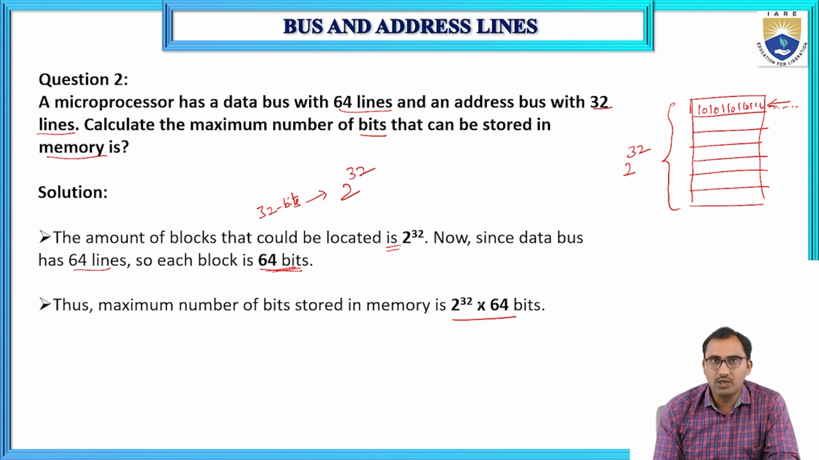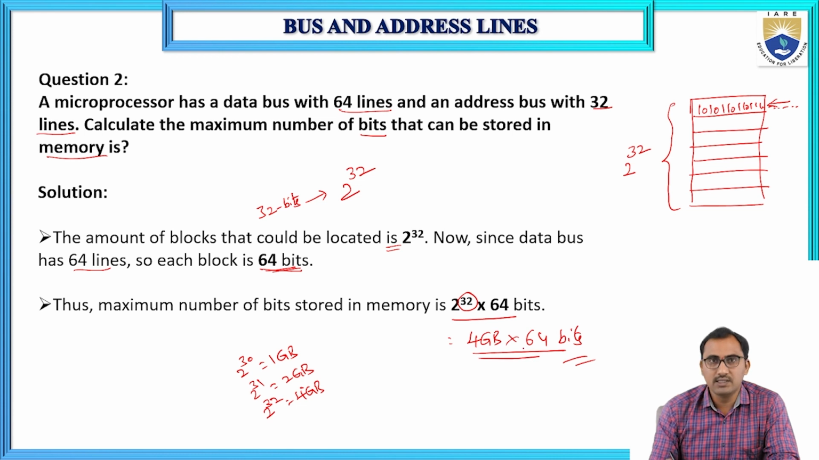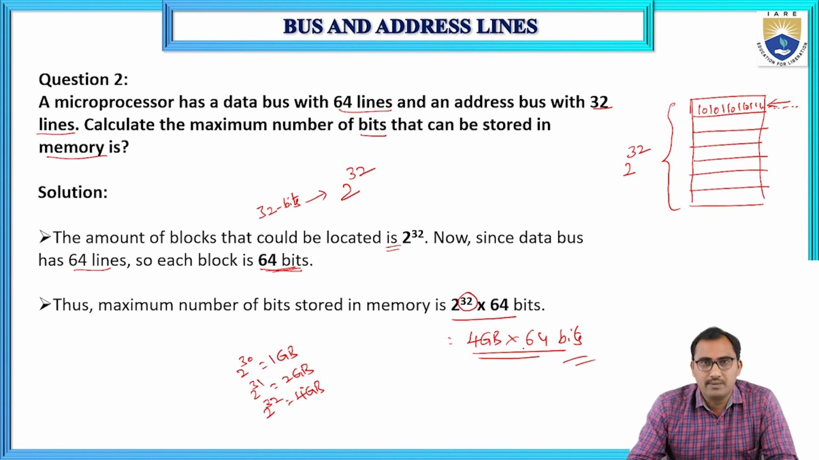Okay, so 2 power 32: 2 power 30 is equal to 1 GB, 2 power 31 is equal to 2 GB, and 2 power 32 is equal to 4 GB. So 4 GB of memory we can access using 32 address lines, with the size of the data bus being 64 bits. So this many bits we can store in that particular memory.